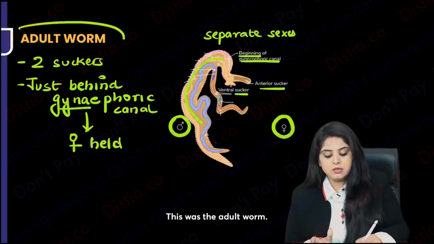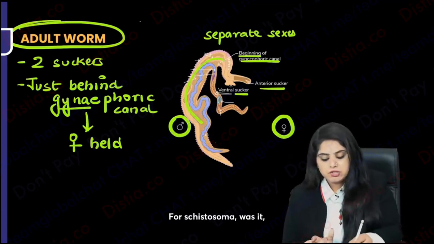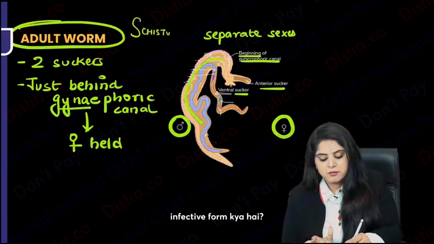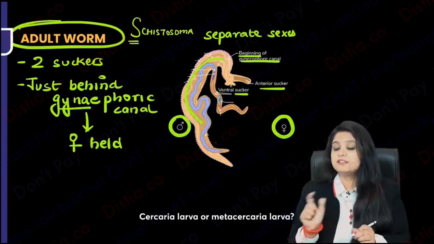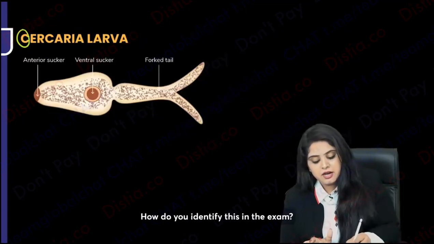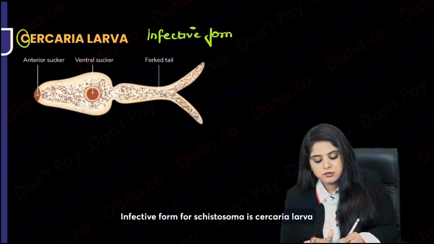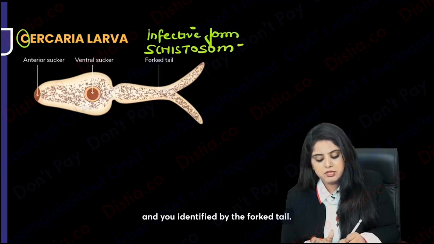Okay, this was the adult worm, but tell me one thing. For schistosoma, what is the infective form? Cercaria larva or metacercaria larva? Infective form, S wala. Cercaria larva. How do you identify this in the exam? Infective form for schistosoma is Cercaria larva, and you identify it by the forked tail.